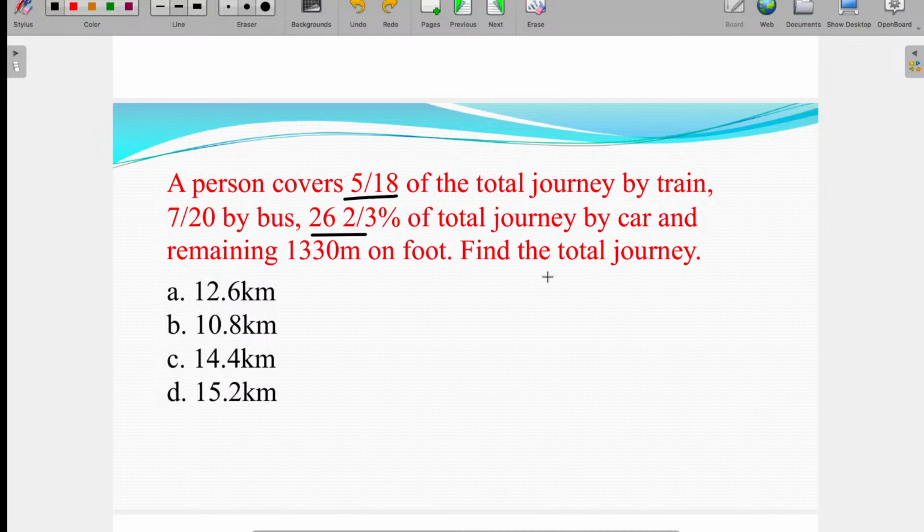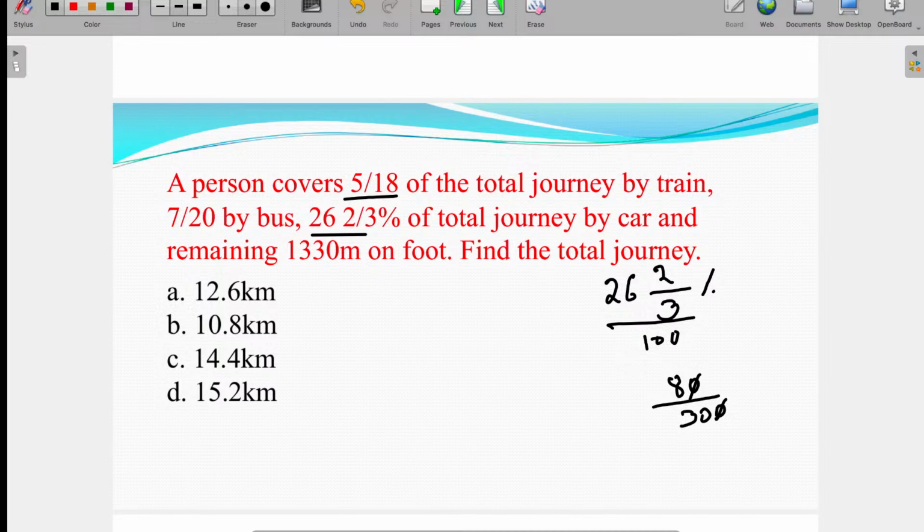So 26 2 by 3 percentage means 1 by 5 plus 1 by 16. Now, how to do it, that I will explain. Otherwise, if I do the basic method, you should know 26 2 by 3 percentage. Percentage means divided by 100. You have to write it. 26 3s are 78 plus 2, 80 by 3 by 100. If I solve this equation, you will get 8 by 30.